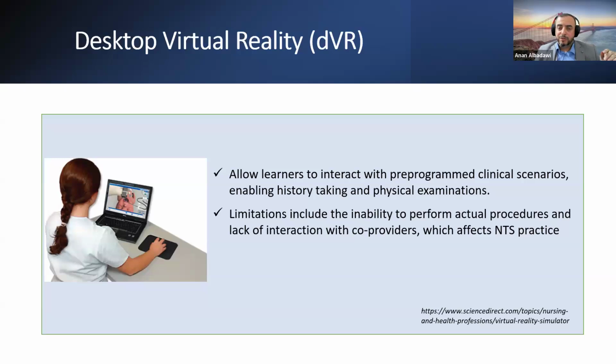So the first type of extended reality to discuss is desktop virtual reality. Desktop virtual reality refers to a computer, iPad, or cell phone with an installed platform where the learner can navigate a case. The learner can practice their decision-making skills and critical thinking skills. You can also practice some skills, but there is a limitation in skills performance. You cannot actually perform the actual skills here, but you can practice history taking and physical examination skills.